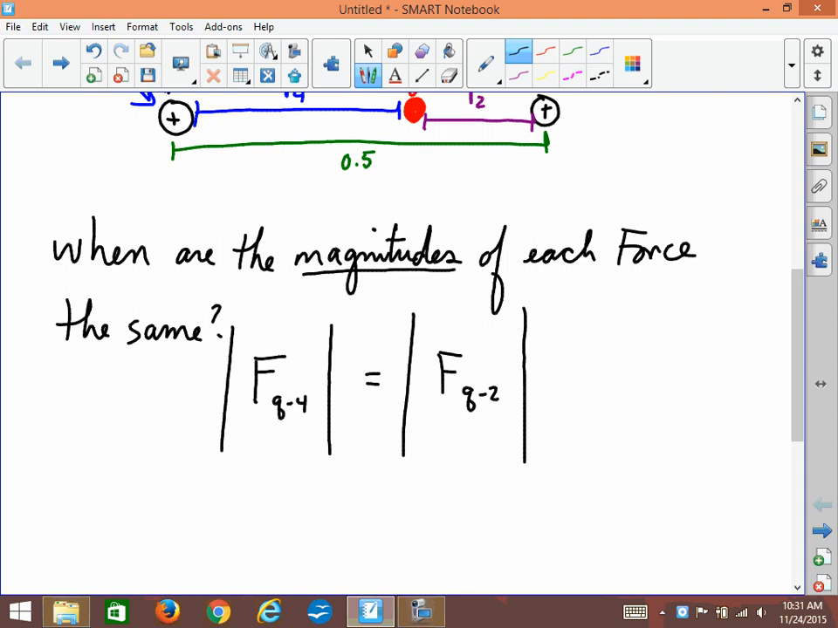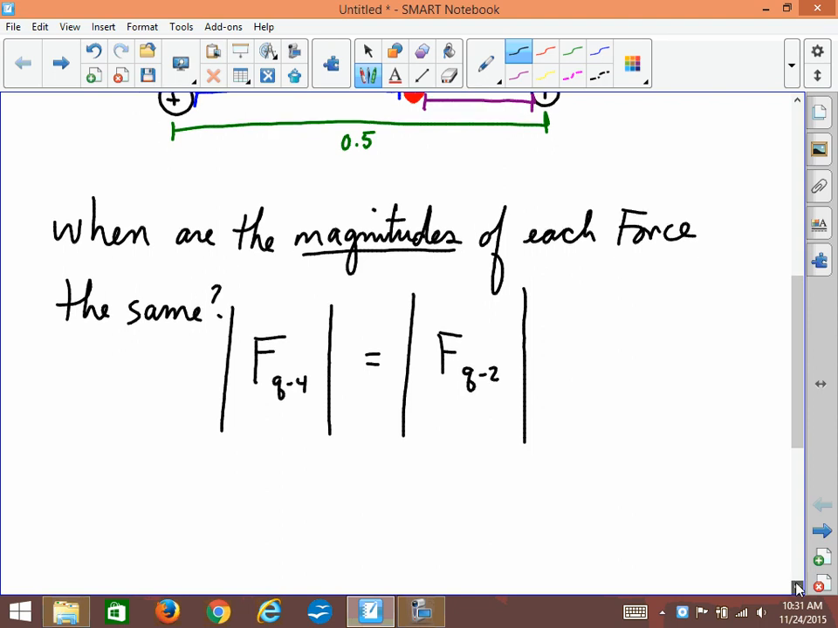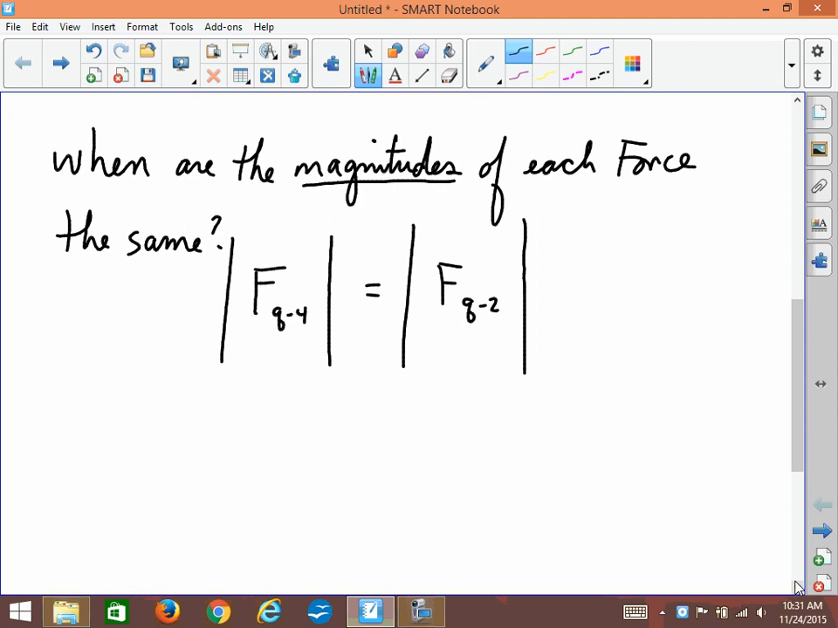And when I put these absolute value signs on, essentially what that does is it means I'm taking the positive value of both of these, which means I don't care whether the charges are positive or negative anymore. I'm just going to put in the amounts for the charges, and I'm not going to worry about whether they're negative or positive any longer.